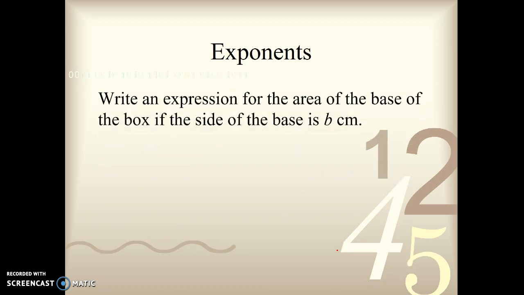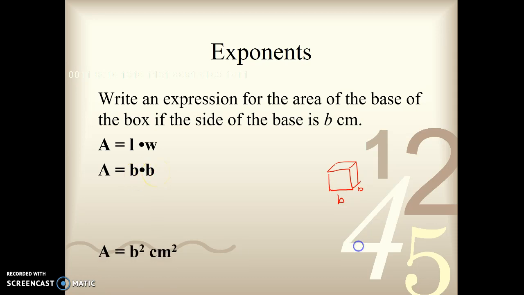All right, now let's write an expression for the area of the base of the box if the side of the base is b centimeters. So now here's our box again, and we've got b here, and we've got b here. Area is still length times width, so now we're going to substitute b in for both the length times width. Okay, well here's where exponents come into play. B times b is much better written as b to the second power centimeters squared.